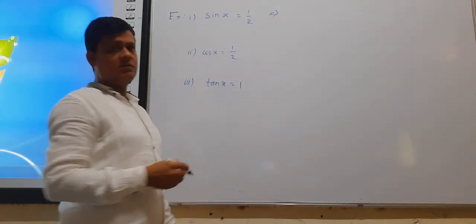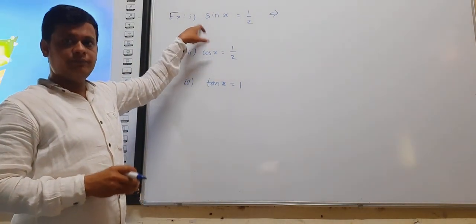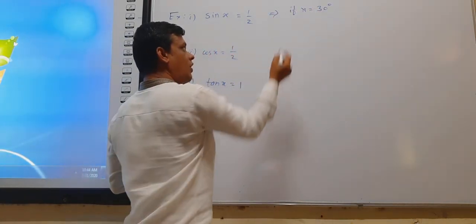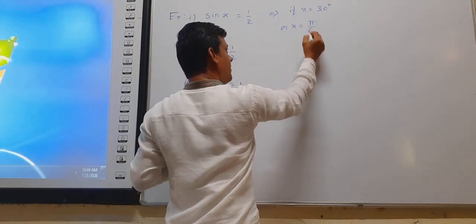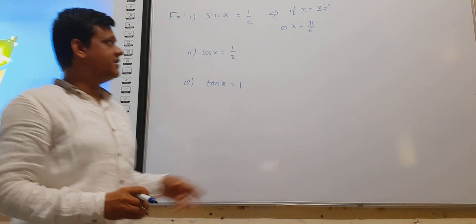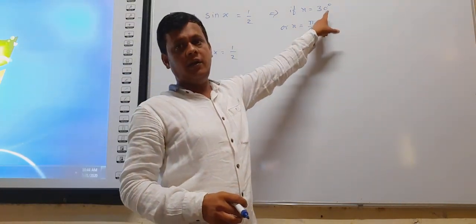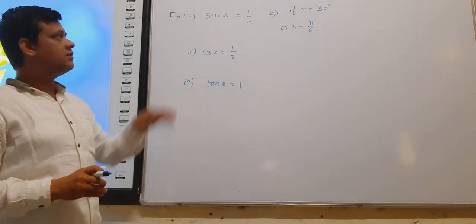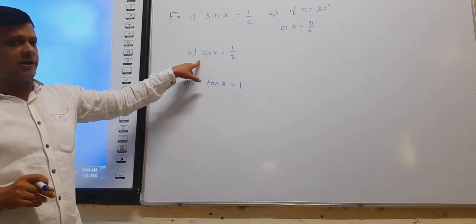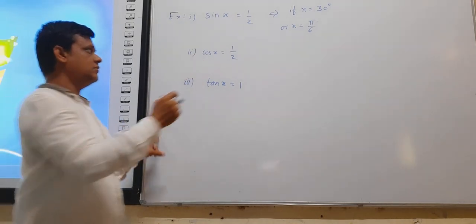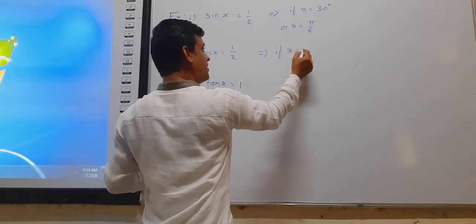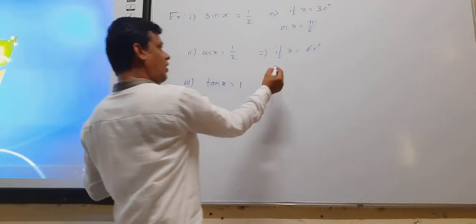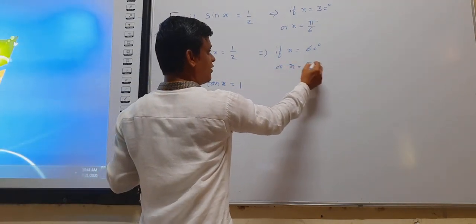We know that sin 30 is 1 by 2. So if x is equals to 30 degree, or x is equals to pi by 6, we know that pi by 6 is in radian form, 30 is in degree form. So this value is the solution of this equation. Now see second, cos x equals to 1 by 2. We know that if x is equals to 60 degree, cos 60 is 1 by 2, or in radian form x is equals to pi by 3.